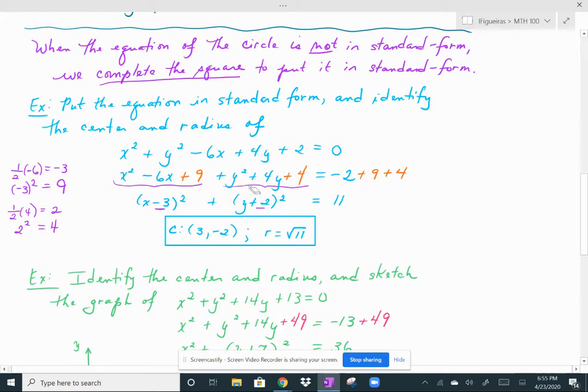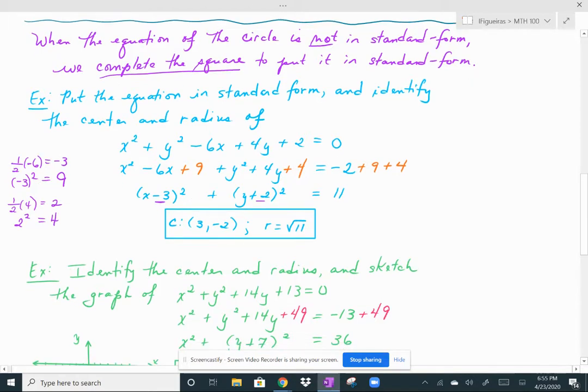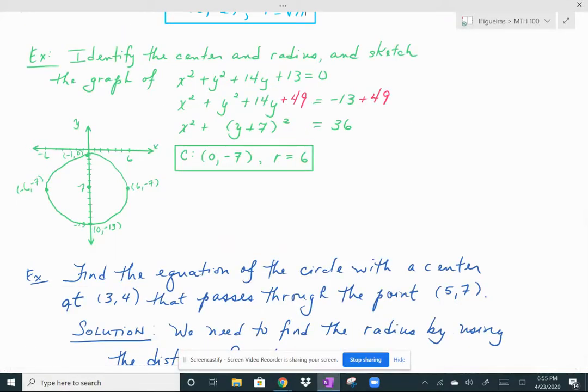All right, so we'll try that again, that skill. Let me just get rid of these lines. Okay, so here we can identify the center and radius and then sketch the graph of the equation x squared plus y squared plus 14y plus 13 equals 0. All right, this one's actually less complex because notice that I don't have an x term. I only have an x squared term.